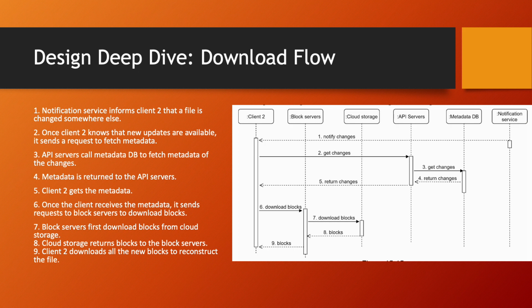Once the client receives the metadata, it sends requests to block servers to download blocks. Block servers first download blocks from the cloud storage. Cloud storage returns blocks to the block servers, and client 2 downloads all the new blocks to reconstruct the file.